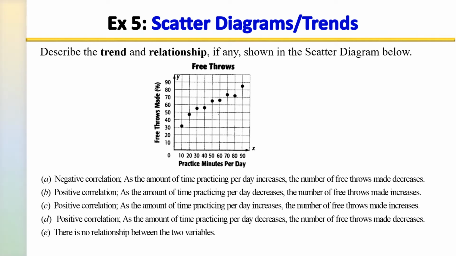In this example, we're given a scatter diagram representing the relationship between the amount of time spent practicing, minutes per day, to the number of free throws made. And notice if you look at the scatter diagram, your dots, which is your data, is moving from left to right in an upward motion, which indicates that that is a positive correlation. So we can already eliminate choice A and E, because we see there's a positive relationship.